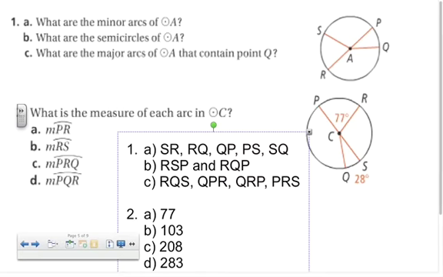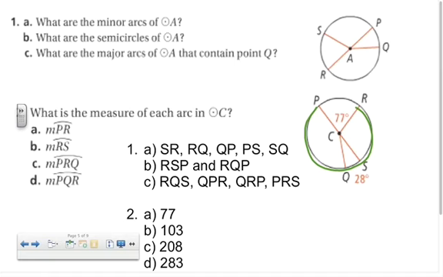Part D, arc PQR is what I'm asked for. If I were to trace it, do you see that it starts at P, goes through Q, and ends at R? So it's pretty much the whole circle, the 360, without the 77 degrees. Yes, ma'am?